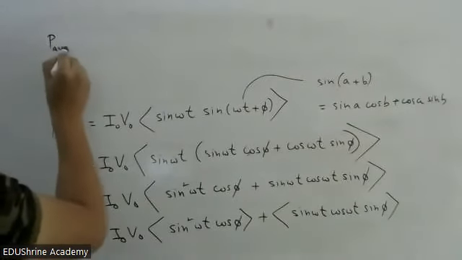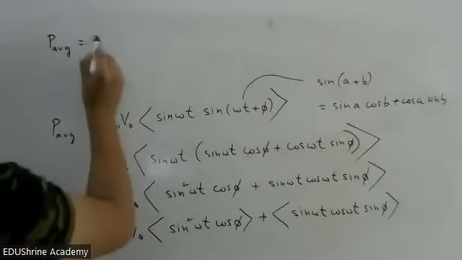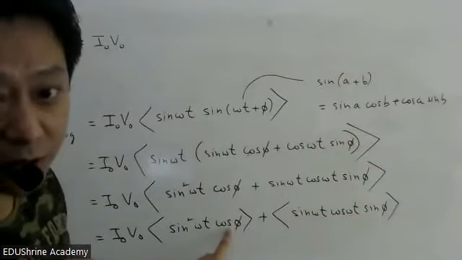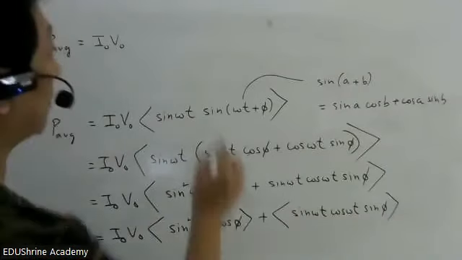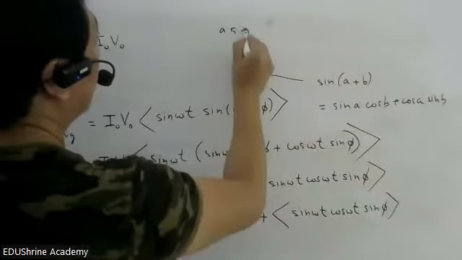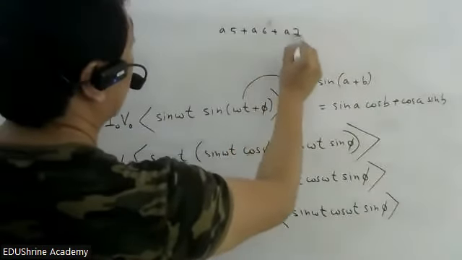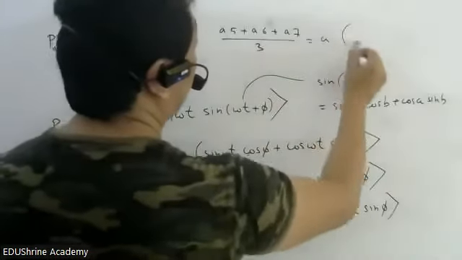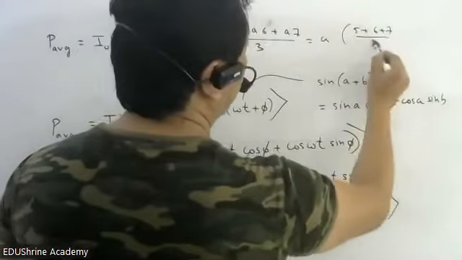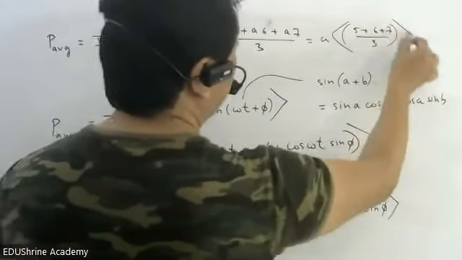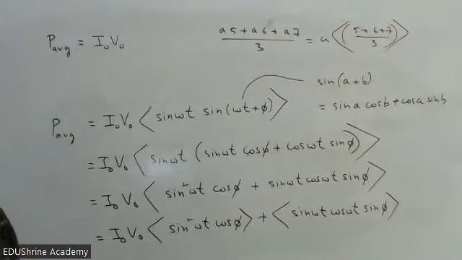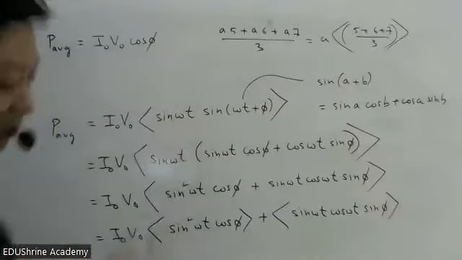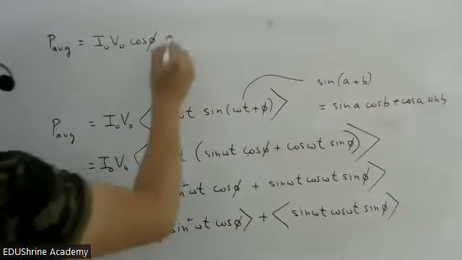So the average power will be I naught V naught. Now, in the product, cos phi is constant, so you can take it common. It is like this: suppose I say A5 plus A6 plus A7 by 4 by 3, I want the average. Then what can I do, students? I can take A common. Yes or no? Only take the average of whatever is changing. So cos phi will come outside, and what is left? Average of sine square.